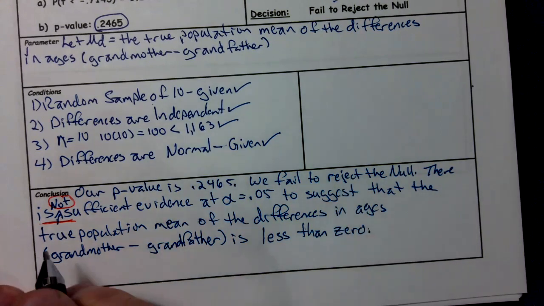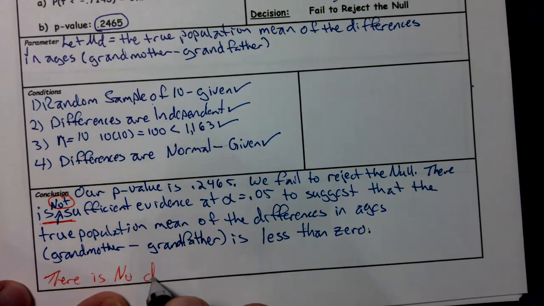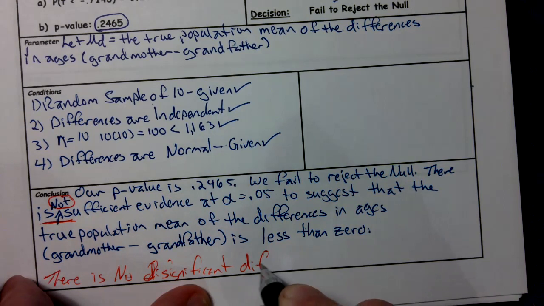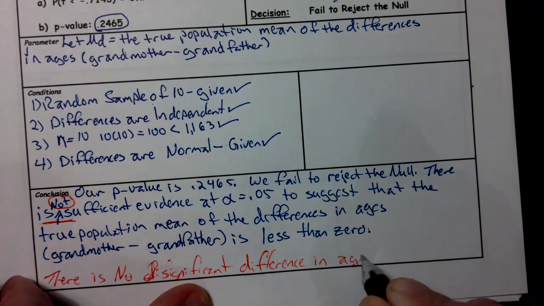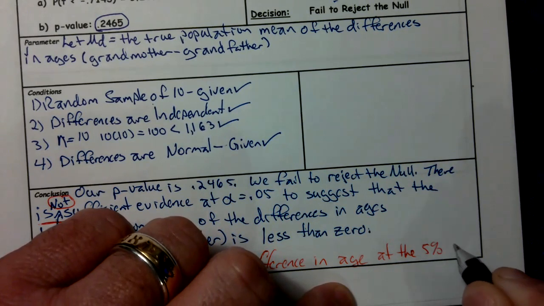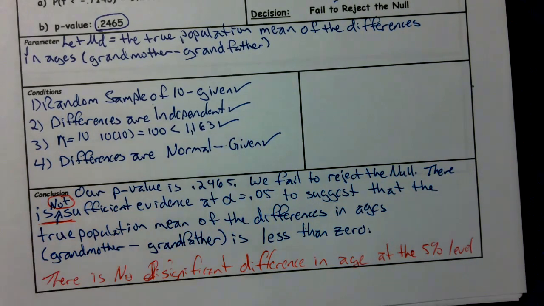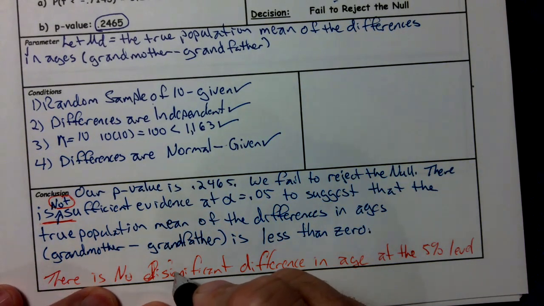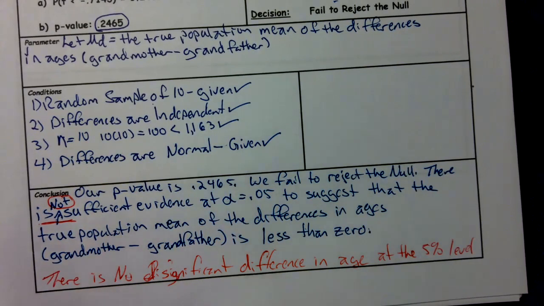All right. And when we say there's not sufficient evidence, although that takes care of our conclusion, we can come back and say there is no significant difference in age at the 5% level. All right, so there's no significant difference in age at the 5% level.